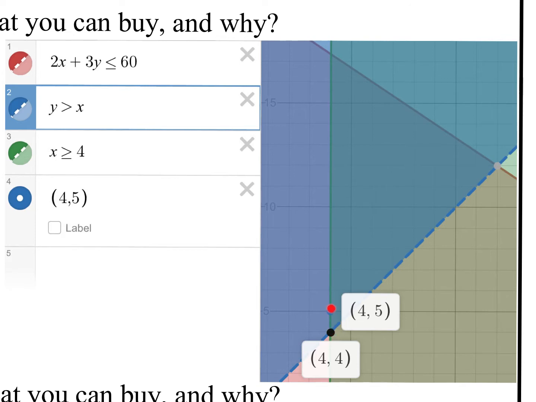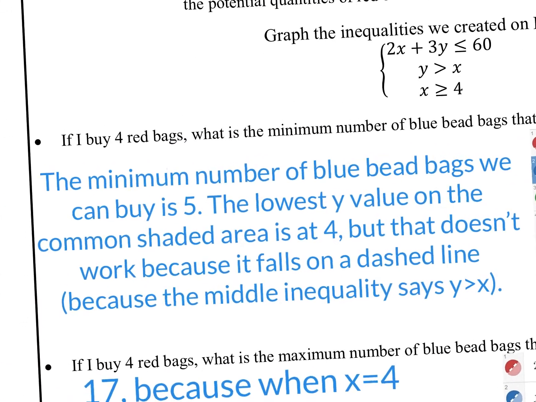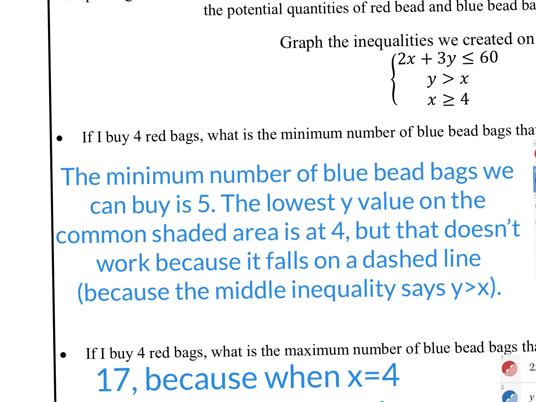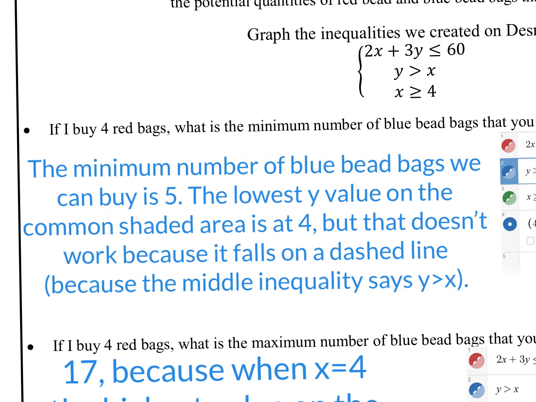The next highest value up would be 5, because you have to use whole numbers, since we're talking about buying bags. I can buy 4 bags, 5 bags, 6 bags, 7 bags. I just can't buy any decimal numbers of bags. So I officially wrote down the minimum number we can buy is 5. The lowest y value on the common shaded area is at 4, but that doesn't work because it falls on a dashed line, so that's why I went 1 up. It falls on that dashed line because of the inequality y greater than x. 4 is not greater than 4, but 5 is greater than 4. So I'm going to move on to the next question.